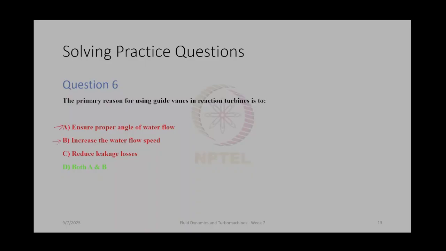And also they act like nozzles where the area of water flow is reduced along its path, and as a result the flow velocity of that water also increases. So they serve two purposes here, both A and B, and that is why option D should be the correct answer. All right, let's move on.